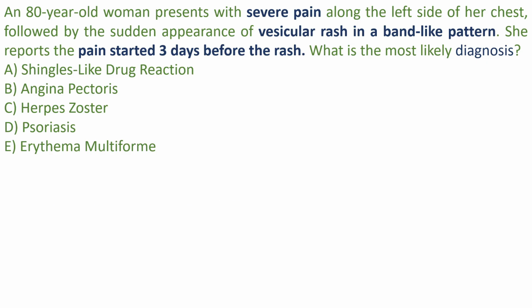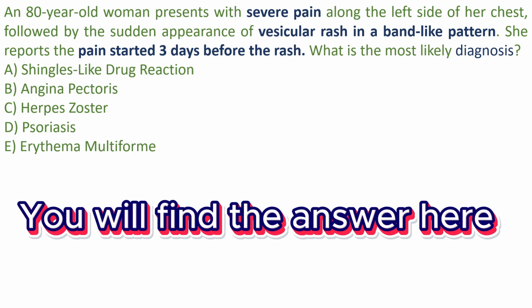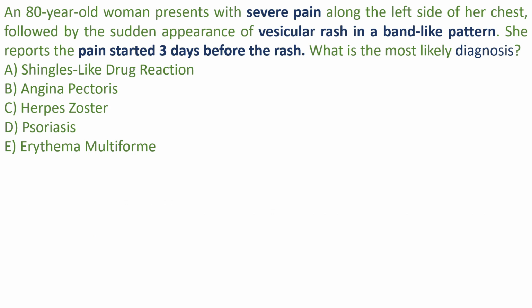An 80-year-old woman presents with severe pain along the left side of her chest, followed by the sudden appearance of a vesicular rash in a band-like pattern. She reports the pain started 3 days before the rash. What is the most likely diagnosis? A. Shingles-like drug reaction. B. Angina pectoris. C. Herpes zoster. D. Psoriasis. E. Erythema multiforme.